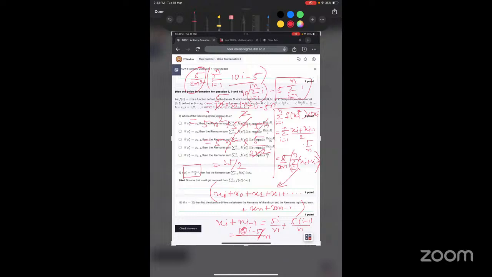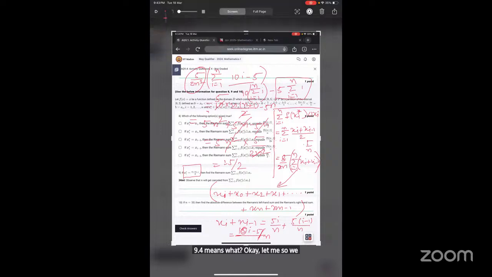5 is the numeric answer. No, that is for the previous one. This is 9.4, madam. 9.4, 9.4. 9.4 means what? Activity 10.4. So we are getting 25. 25 by 2 means 12.5. 12.5, right? Yes, ma'am. Okay.